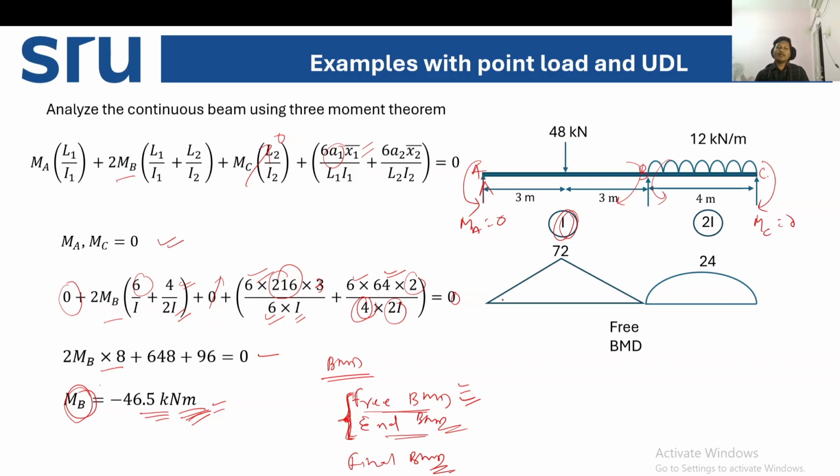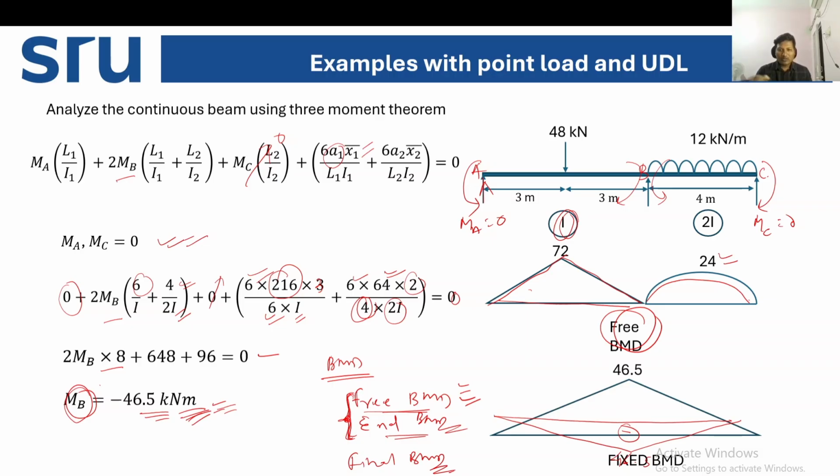So let us draw this free bending moment diagram. We have already calculated the height of the first bending moment diagram, that is 72. Second is parabolic, that is 24. This is all about the free bending moment diagram. If you draw the end moment diagram, MA and MC are 0 and MB is minus 46.5. So we can draw the baseline. MA is 0, MC is 0 and MB is minus 46.5. So we can keep it negative, or the opposite also you can draw, like we have drawn it here. So baseline of 42 to 46, and I can give the symbol negative. Okay, that is the negative bending moment.